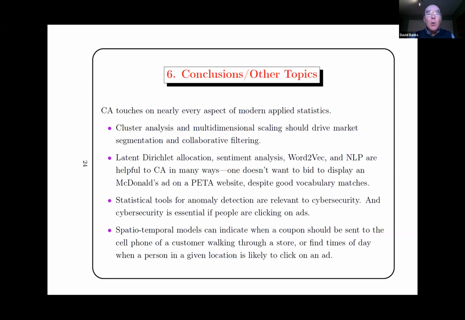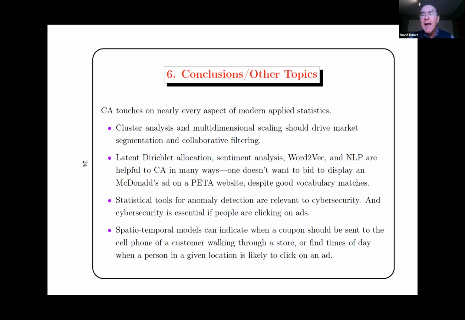So I will close by pointing out some of the opportunities here. Computational advertising touches on lots of other aspects of applied statistics. Cluster analysis and multidimensional scaling should drive market segmentation and collaborative filtering. So if you want to identify a cluster of users for whom a particular ad or a particular product is really good, then you can do that with market segmentation. You'll identify people who have young children, for example, and so you'll be showing them ads for coloring books and baby food and things like that. Similarly, collaborative filtering is another way to try and cluster users, and that would be something that statisticians know about.